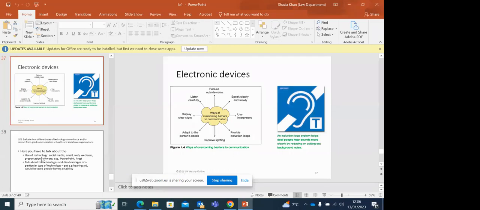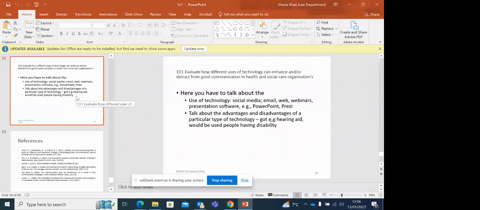Electronic devices reduce outside noise. Listen carefully, speak clearly and slowly, use interpreters, provide induction loops, improve lighting, adapt to the person's need, and display clear signs. And that picture there is an induction loop which helps deaf people hear sounds more clearly by reducing or cutting out background noise. So it's so important that we cater for people who have special needs or any sort of disabilities.